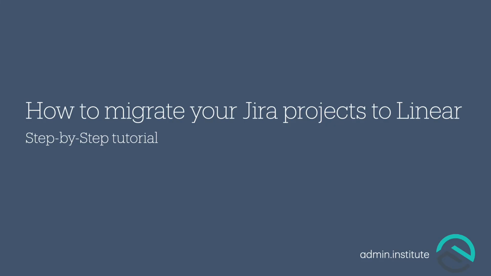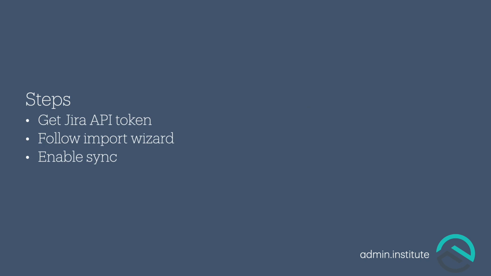All right, here's a quick walkthrough of how to migrate your Jira projects into Linear. We'll walk through the 3 steps that you need to take to complete the migration. First, we just need to get a Jira API token. Next, we'll open up Linear and import our existing projects and issues from Jira into Linear. And then the third and final step is we will enable a sync so that changes made in Linear will sync back to Jira and changes made in Jira will sync back to Linear. Let's get started.